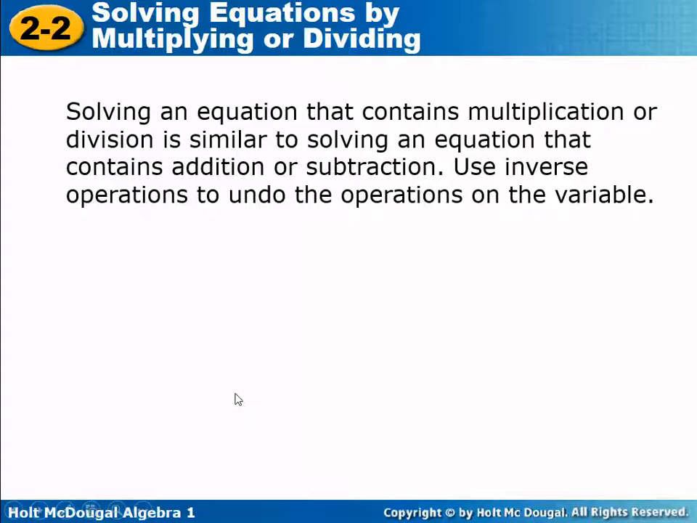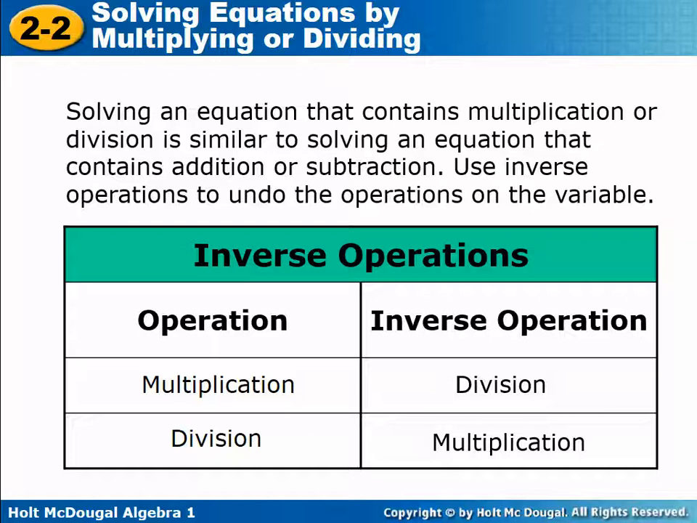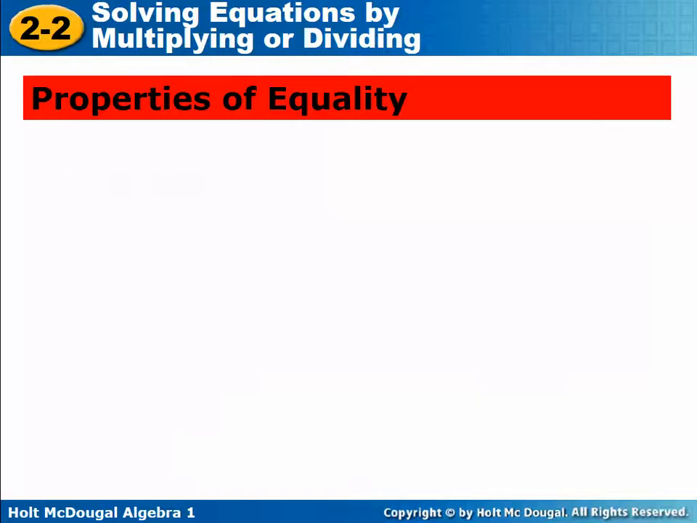So solving an equation that contains multiplication or division is very similar to what we just did with solving an equation that contains addition or subtraction. Again, we are going to use inverse operations to undo the operations on the variable. So if it has multiplication being done to it, the inverse of that is division. If it has division as the operation, then the opposite or the inverse operation is multiplication.